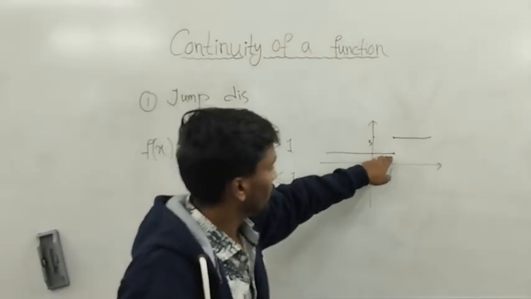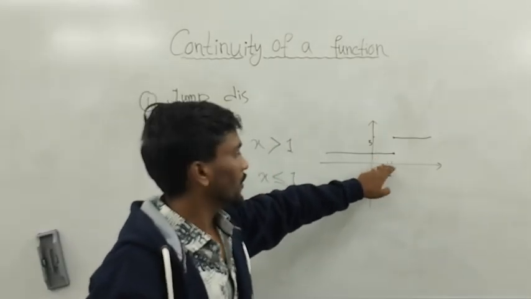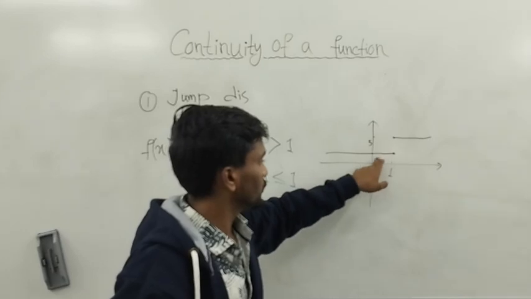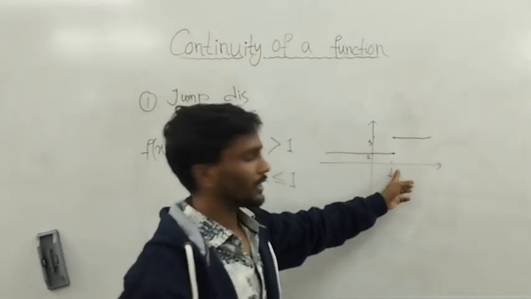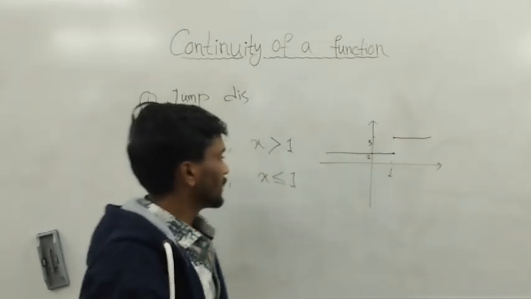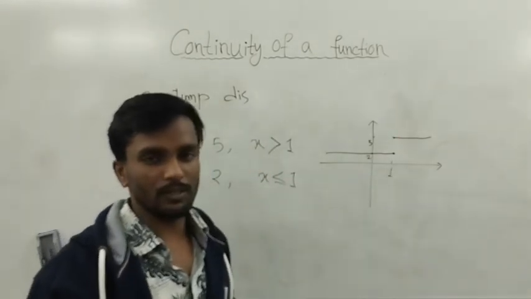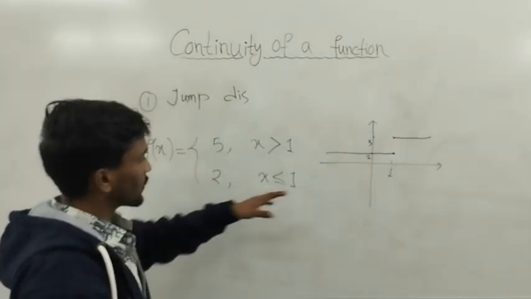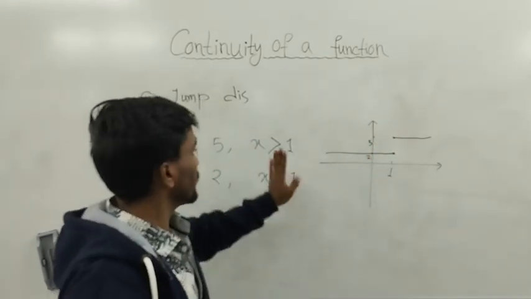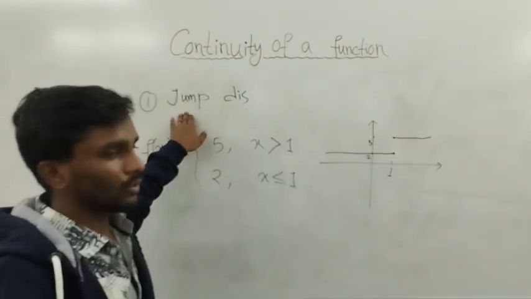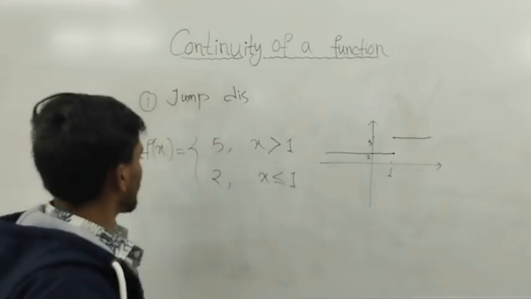the left hand limit at 1 of this function is 2, but the right hand limit of this function at 1 is 5. That means the limit doesn't exist here. So this kind of discontinuity also means this is not continuous at 1. This kind of discontinuity is called jump discontinuity.